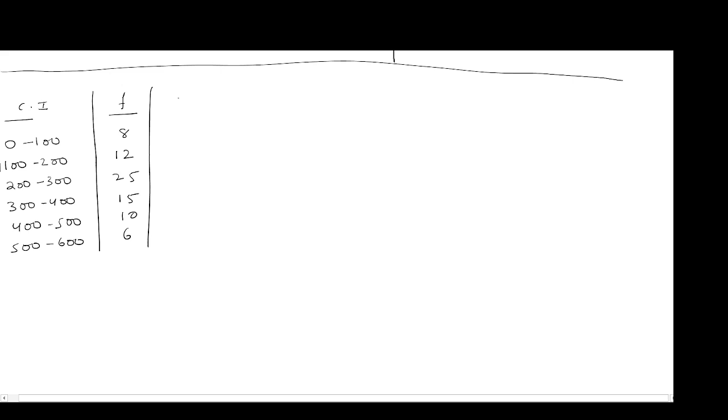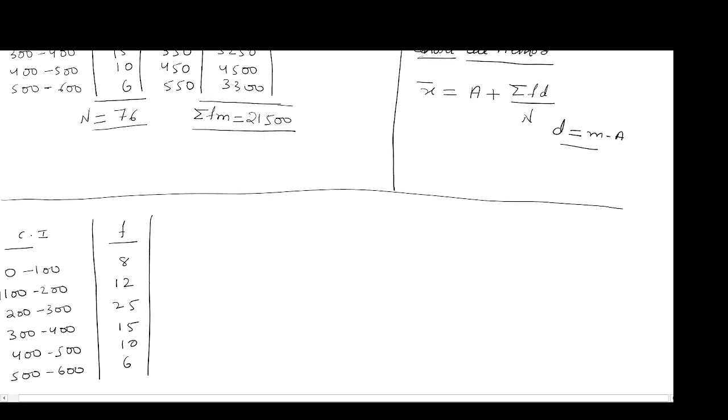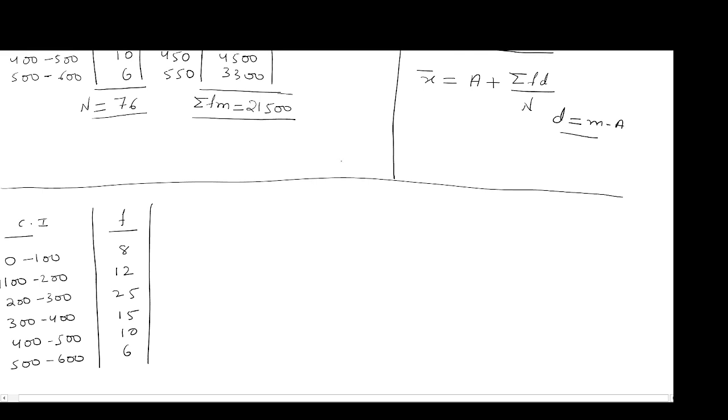Now our next calculation is as per the formula. We have D. So first we have to find out D. D is M minus A. So before finding D, first we have to calculate midpoint. Already we have calculated midpoint for the direct method, so we will write down the same values. That is 50, 150, 250, 350, 450 and 550.